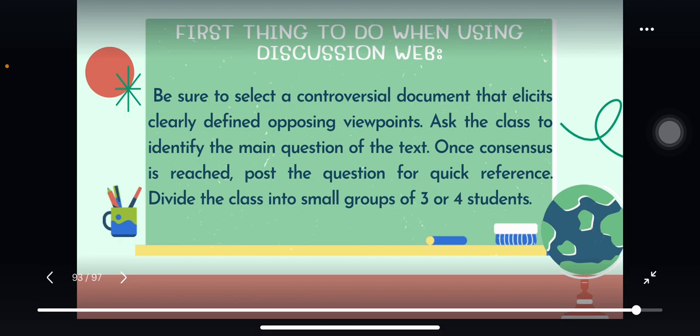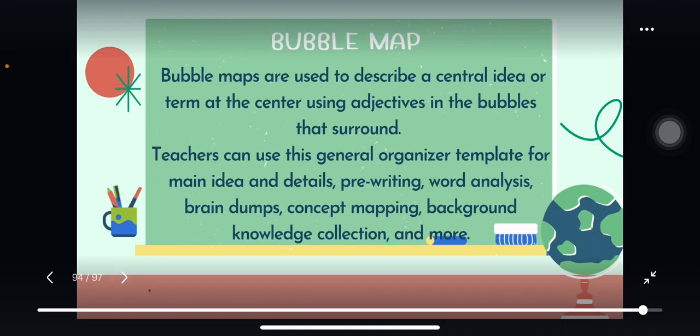Of course, it's very important so that you will know what to focus on when giving viewpoints. And once consensus is reached, pose the question for quick reference. Then you may divide the class into small groups of 3 or 4 students so that they would be able to discuss the topic clearly.